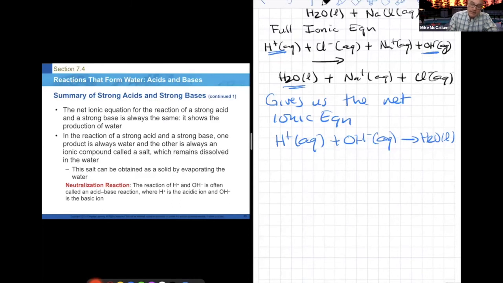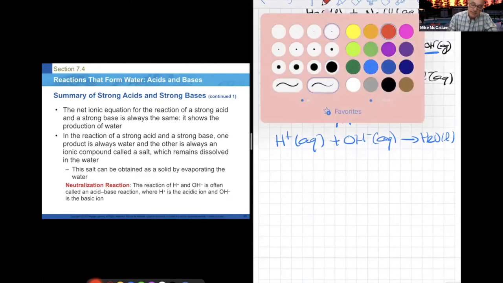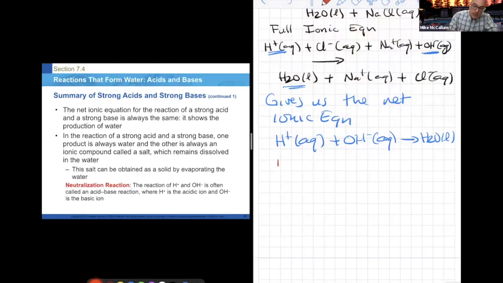Okay. This kind of reaction is also called a neutralization reaction, right? And that has to do with the fact that if we're not acid rich or we're not base rich in water, we're neutral. We're neither acid or base, we're neutral. And if this reaction is exactly equal, then we call it a neutralization.